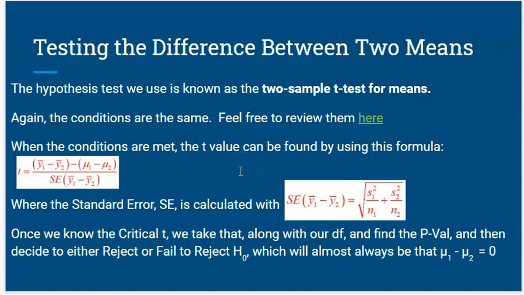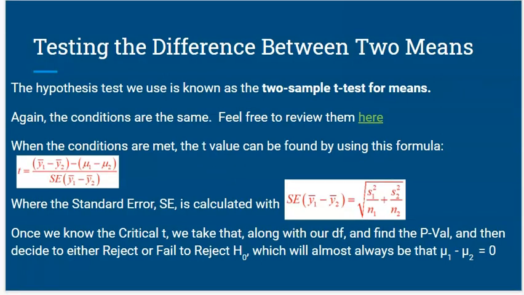And just like before, once we know that critical t, all we have to do is find it on the table, find the associated p-value with it, which tells us the probability of getting that test, and we just decide whether or not we're going to reject the null hypothesis or fail to reject the null hypothesis. And just like with proportions, the null hypothesis is almost always going to be that the difference between the two means is 0. And again, for this video, I'm not going to perform an example. That will be posted a little bit later, so this video doesn't run too long.